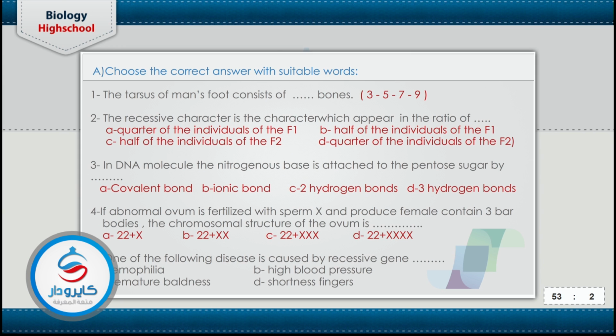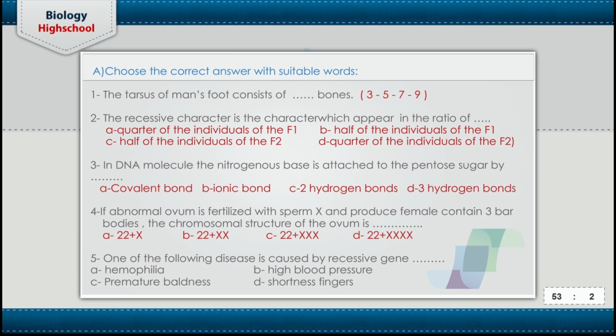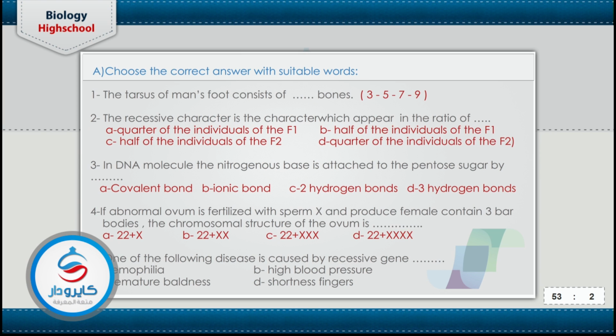covalent bond. Number 4. If the abnormal ovum is fertilized with the sperm X and produces a female containing 3 Barr bodies, the chromosomal structure of the ovum is dots. It is asking about the number of Barr bodies, and says there are 3 Barr bodies. Since there are 3 Barr bodies, it must be 4X. He told me the sperm carries X, so that is one, so there must be 3X in the ovum. So the right answer is number C, 22 triple X.